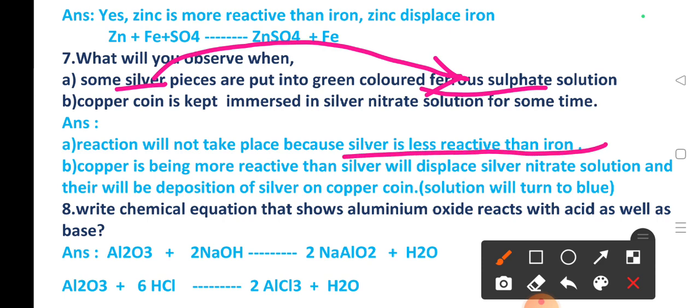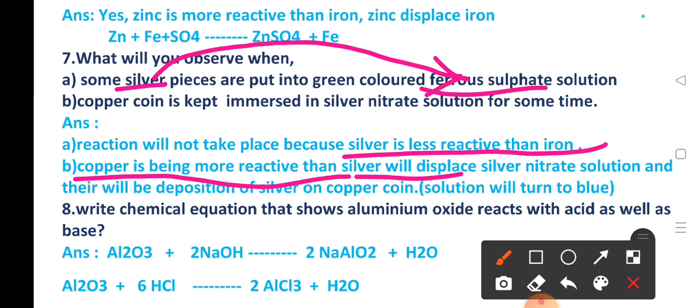Next, a copper coin is kept immersed in a silver nitrate solution for some time. Copper is more reactive than silver. That's why copper displaces silver from the silver nitrate solution, and silver will be deposited on the copper coin. On which coin? Copper coin. The solution will turn blue. The change of color of the solution occurs here. It will turn into blue.